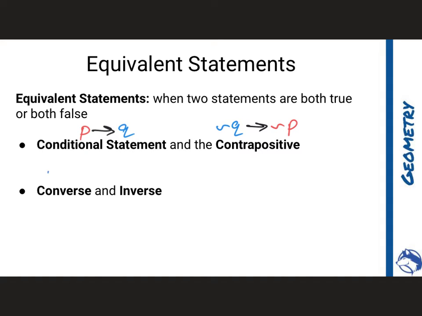The converse, which is Q implies P, if that's true, then the inverse, not P implies not Q, will also be true. Likewise, if one is false, the other one is also false.